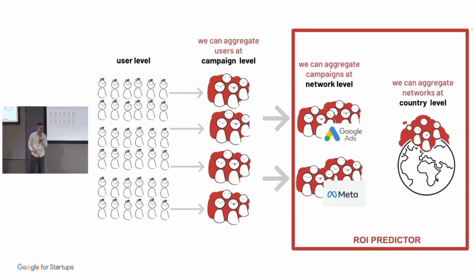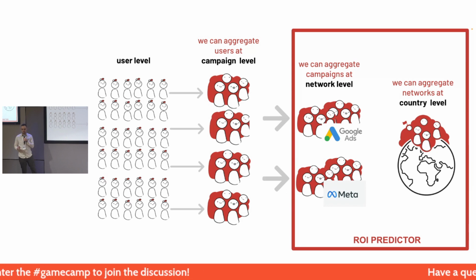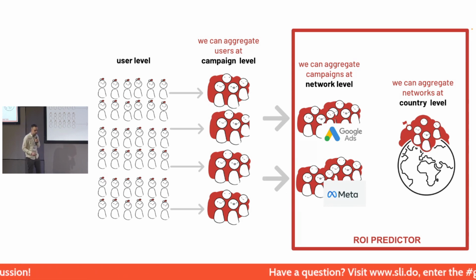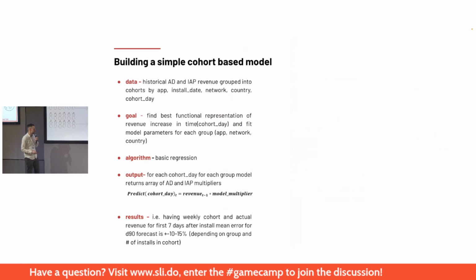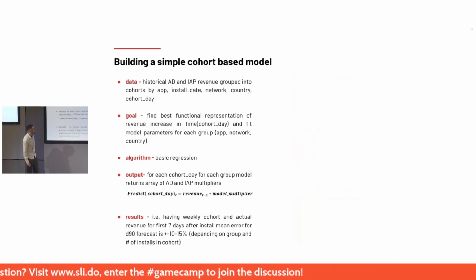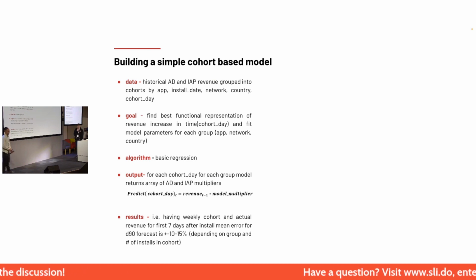For the first solution we named ROI Predictor, we really needed something that we knew we could deliver quite fast, because it was summer. We needed something for the fall, because that's the season for UA. So we started with this ROI Predictor. We said, okay, let's just focus on network level and country level, and see what we can get from that.